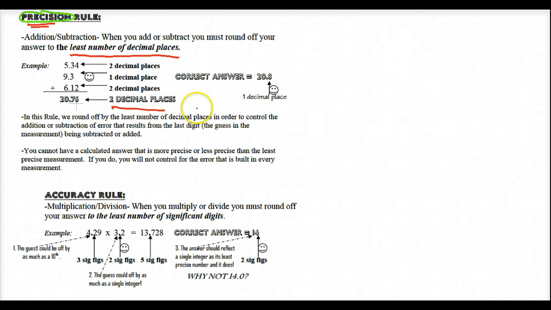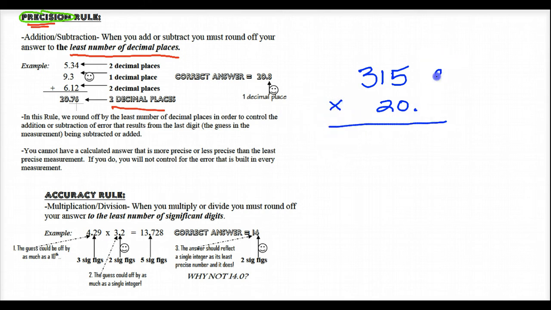Well, the answer is no, we don't do that, because when you multiply numbers together, you will wind up changing the actual value of your number. So let's say we're going to multiply 315 by 20. Let's say we're going to find an area. This could be centimeters, and these are both centimeters. And when we multiply centimeters by centimeters, we get centimeters squared.